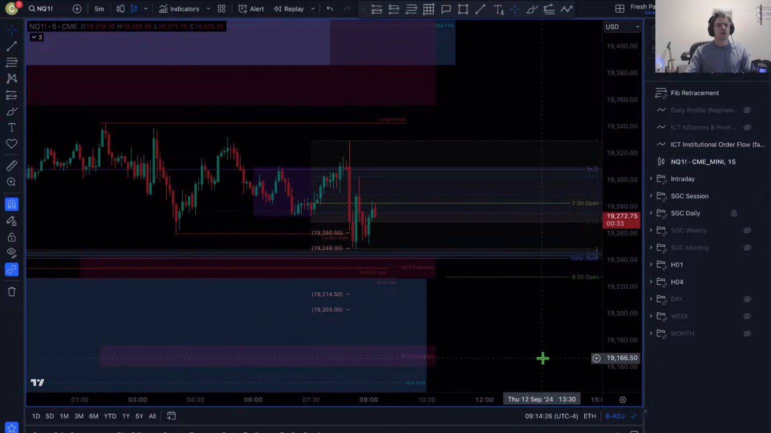Now this is a news wick. Let's check to see if there's any other news today. Medium impact mortgage rates. Go check Forex Factory.